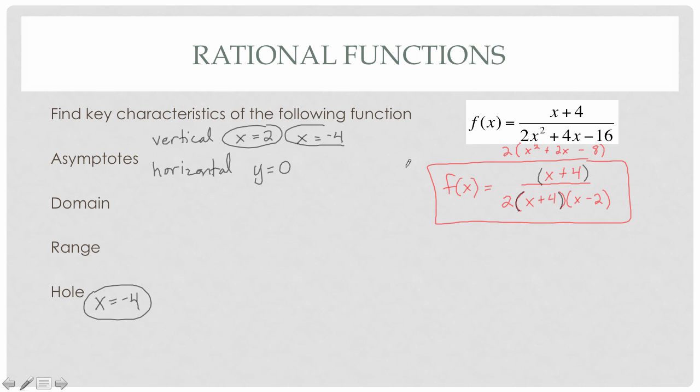It's going to get closer and closer to 0 as I go to the right, and as I go to the left, there's going to be a horizontal asymptote at y equals 0.